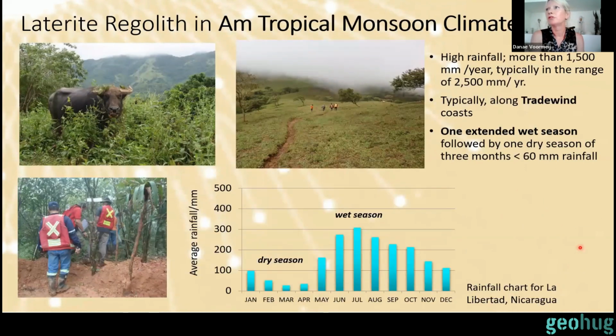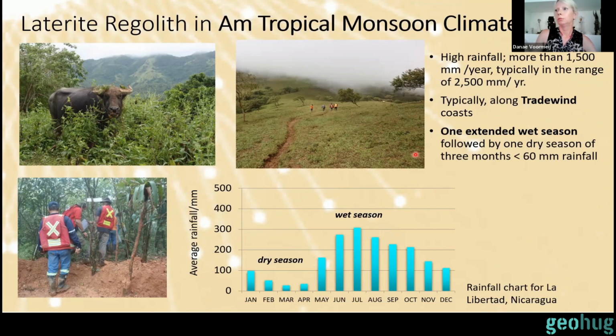Let's look at this tropical monsoon climate. Again, high rainfall, typically along trade wind coasts. But when we look at the rainfall data, we see one wet season and one dry season. It's quite dry, but not completely dry. You can see a more open canopy, there's more light that comes through.